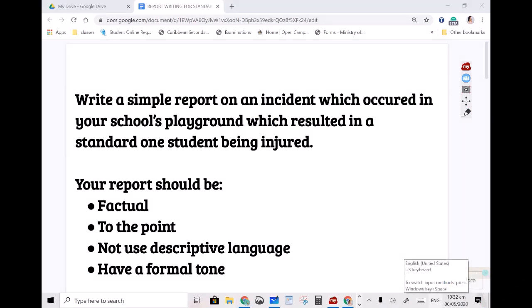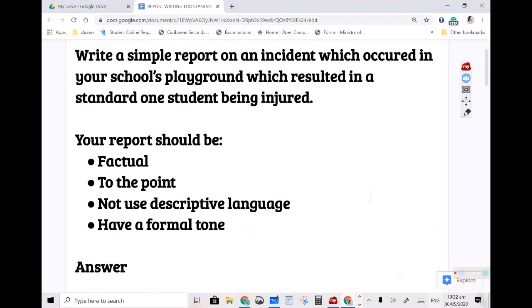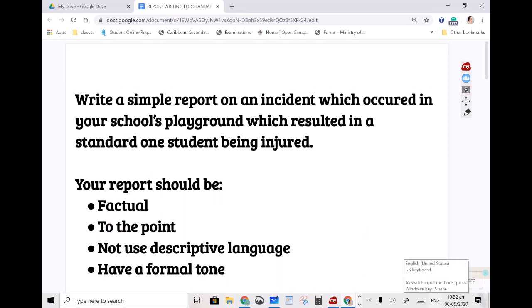Today's tutorial is based on a simple report that is required for the SEA examination. However, today's report would be based on a standard 3 level report. Now, in many schools, standard 3 teachers actually attempt to introduce report writing to students, which is a good concept in trying to get them prepared for the examination.